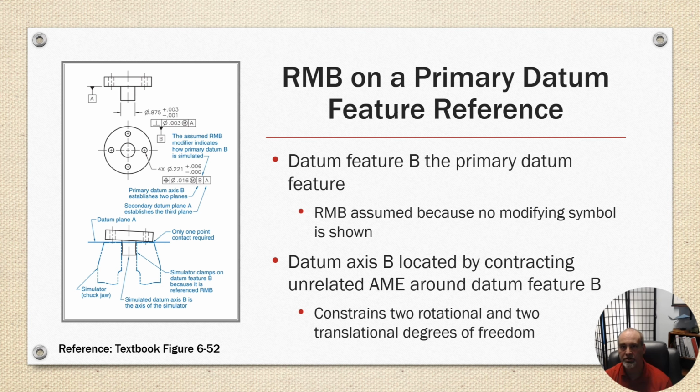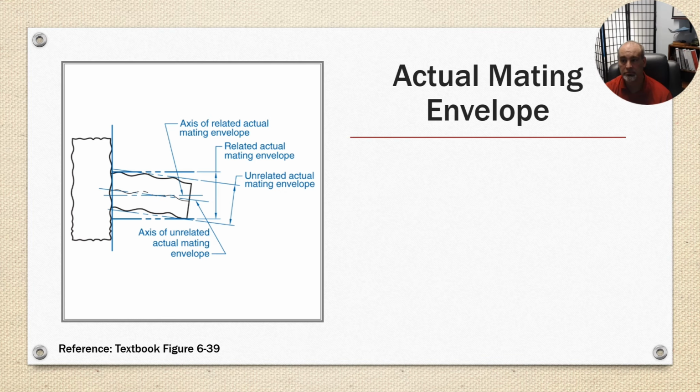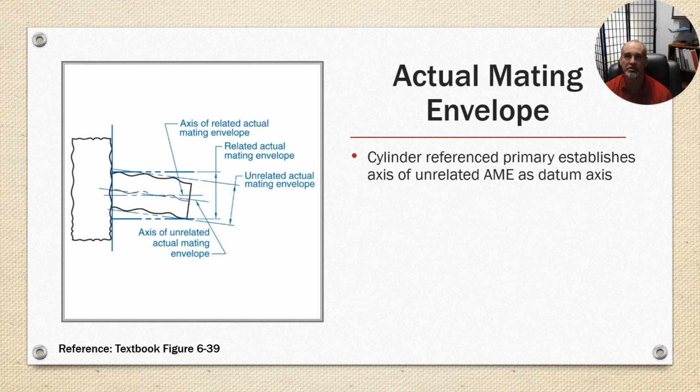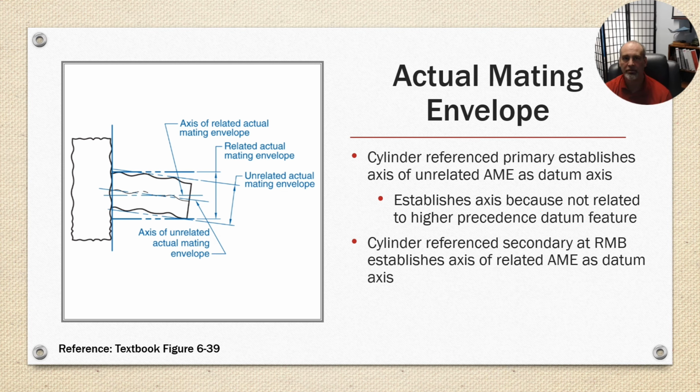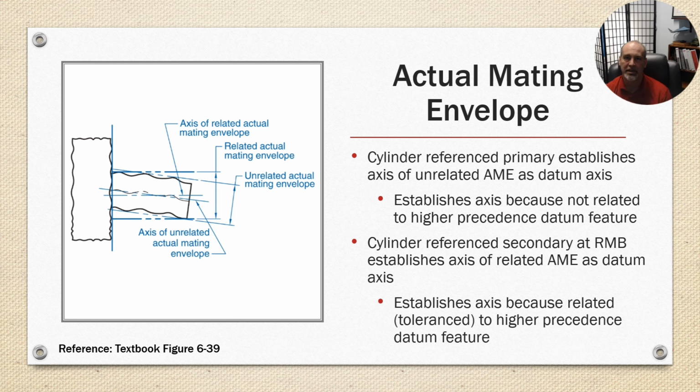And it constrains 2 rotational and 2 translational degrees of freedom. Actual mating envelope, or AME. The cylinder reference primarily establishes the axis of the unrelated actual mating envelope as the datum axis. It establishes the axis because it is not related to a higher precedence datum feature. And the cylinder reference secondary at RMB establishes the axis of the related AME as the datum axis. And it establishes the axis because of the related tolerance to the higher precedence datum feature.